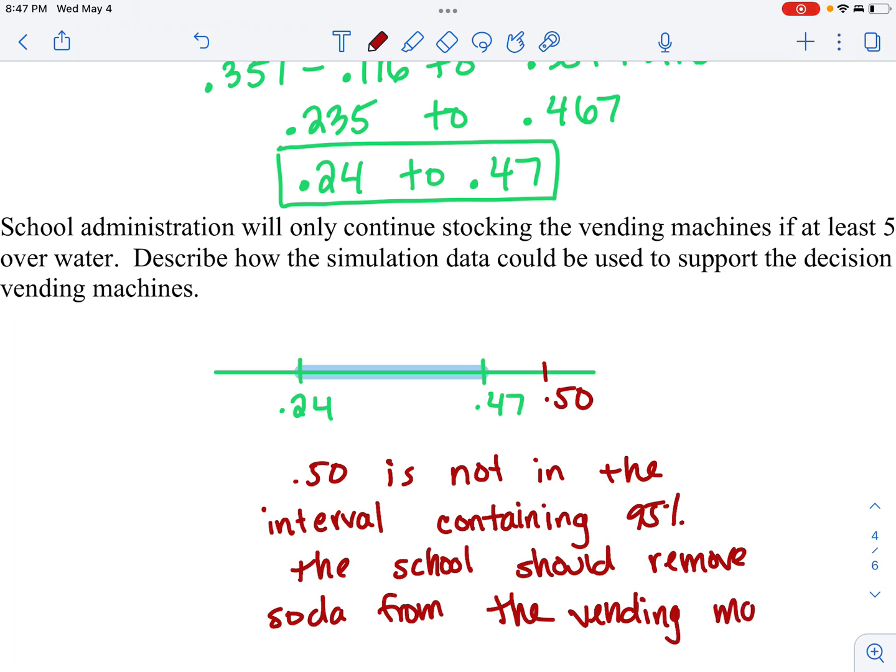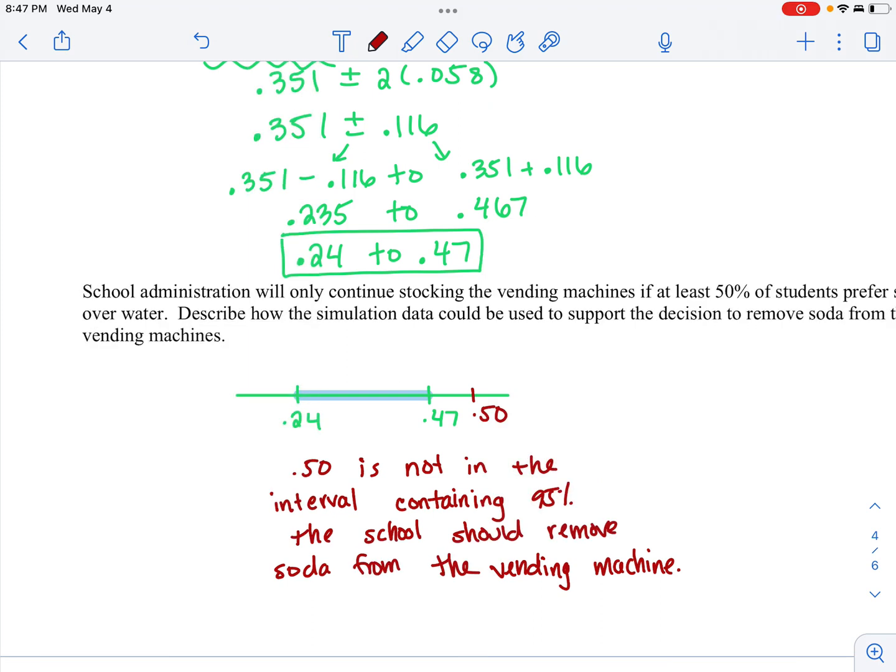Right, so they were only going to keep soda in the machine if 50% or more, at least 50% of the students, said they preferred soda, but the highest preference there would be 0.47, or about 47%, so 50% falls outside of that interval.